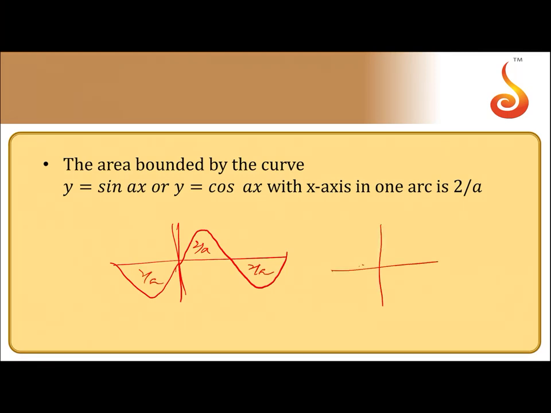Even if you take the cos graph, it looks like this. So this area is 2 by a, 2 by a, and 2 by a, etc. This is about the area bounded by the trigonometric function and the x-axis.